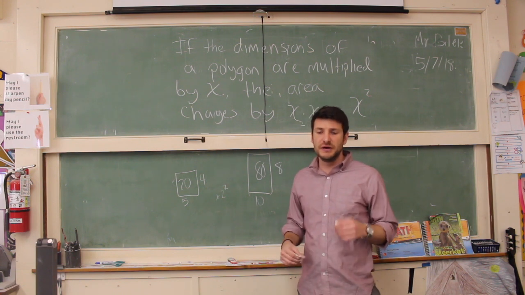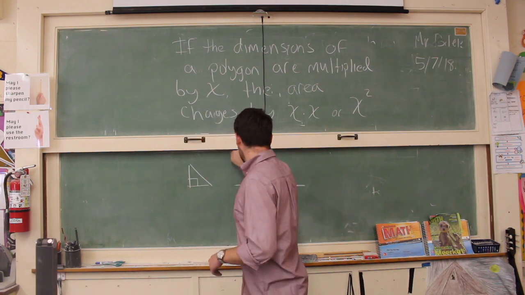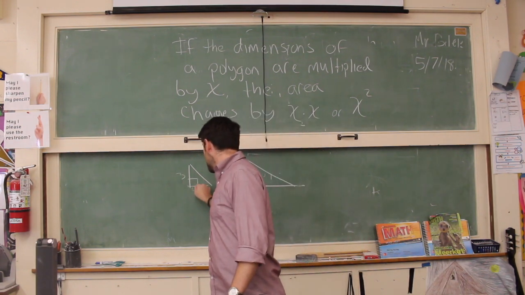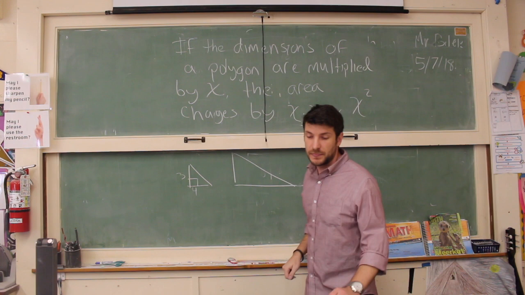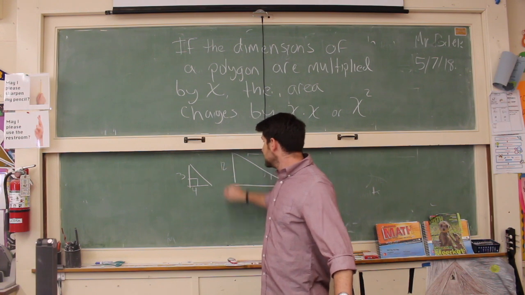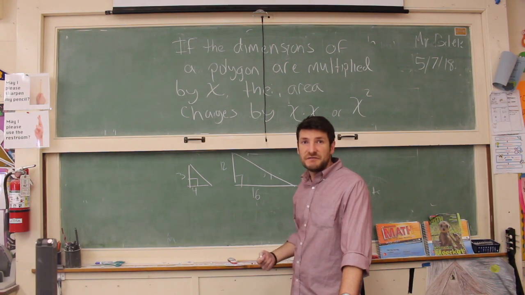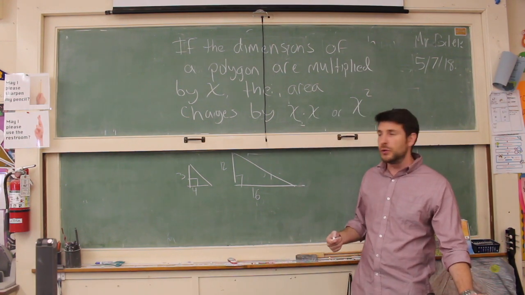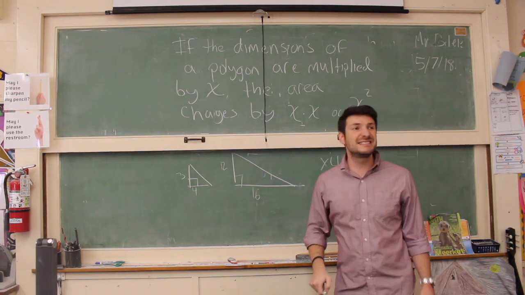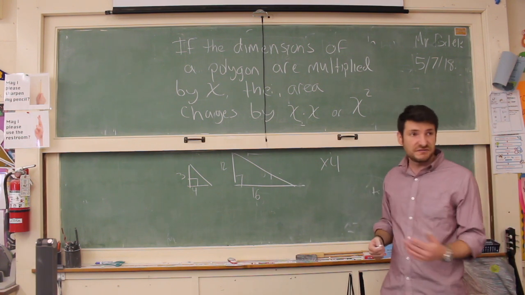But let's take a look at another example and see if we can prove it. This triangle has a height of 3 and a base of 4. I'm going to increase the dimensions by 4. 3 times 4 is 12, and 4 times 4 is 16. If my theory holds true, the area of my new shape, remember I multiplied it by 4, should be 16 times bigger, which is 4 squared. So let's find out if I'm right.